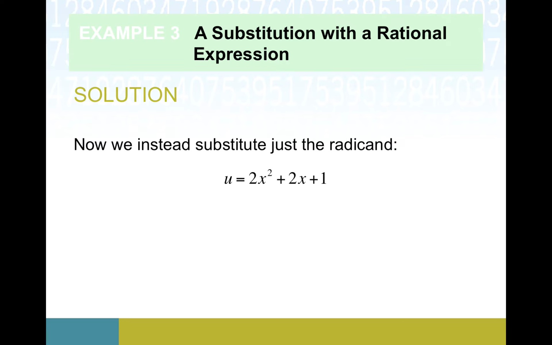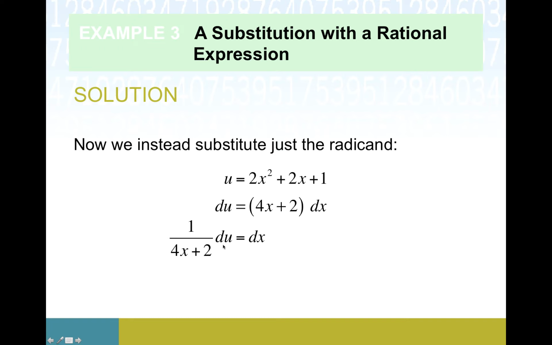So if we do that, then we pick u equals all that stuff under the radical, so 2x squared plus 2x plus 1, and then do our derivative deal. So derivative of all this is just power rule, so 4x plus 2, derivative of a constant is 0, so it's not going to be a part of this. And then we do our little reorganization thing, so divide by 4x plus 2.